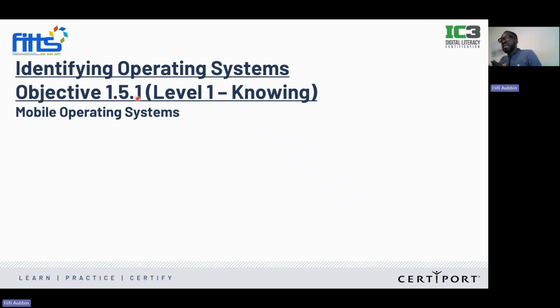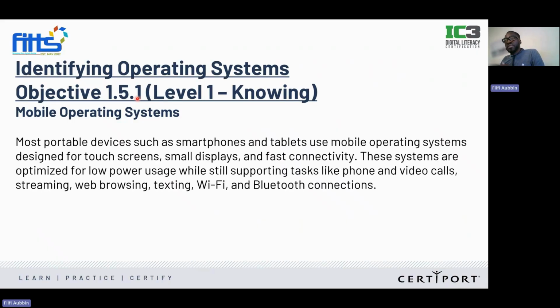So let's look at identifying operating systems. And in this context, we are looking at mobile operating systems. That is what most of us are used to because we all have mobile phones. The smartphones and tablets use mobile operating systems designed for touch screens, small displays, and fast connectivity. These systems are optimized for low power usage while still supporting tasks like phone and video calls, streaming, web browsing, texting, Wi-Fi, and Bluetooth connections.